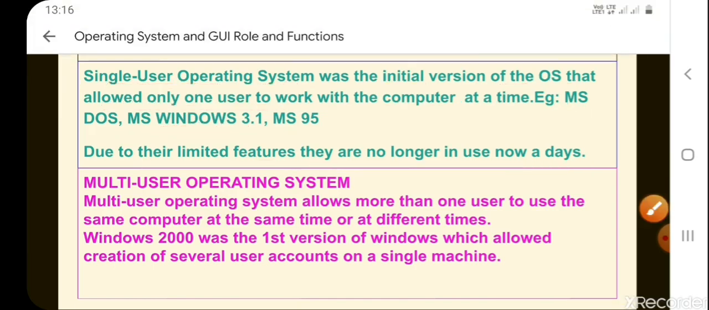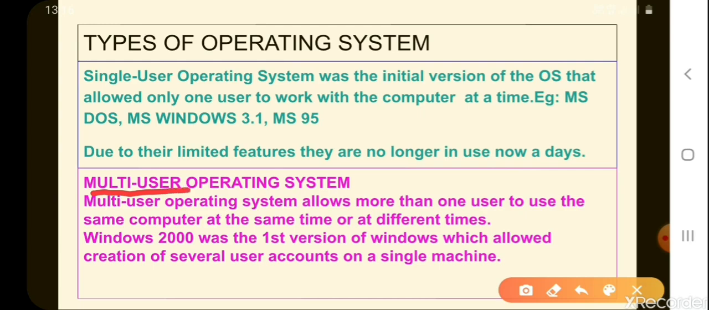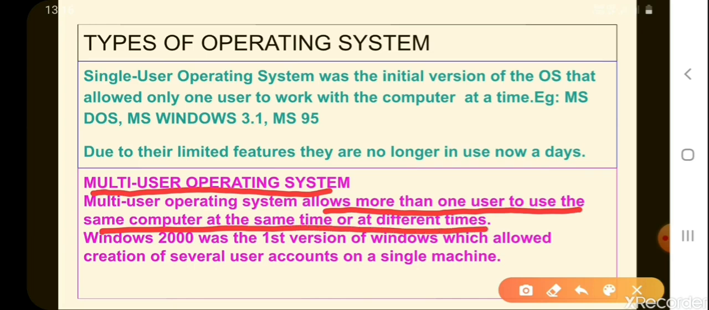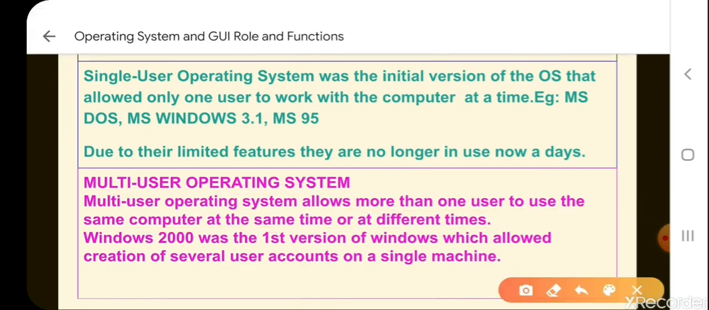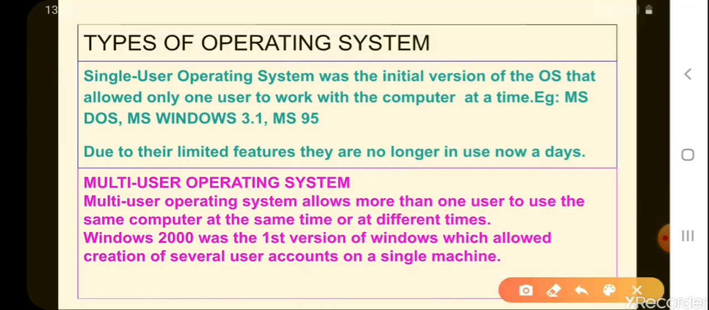The next type of operating system is the multi-user operating system. The multi-user operating system allows more than one user to use the same computer at the same time or at different times. Windows 2000 was the first version of Windows which allowed creation of several accounts on a single computer.